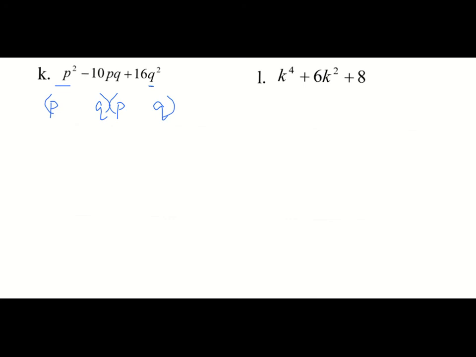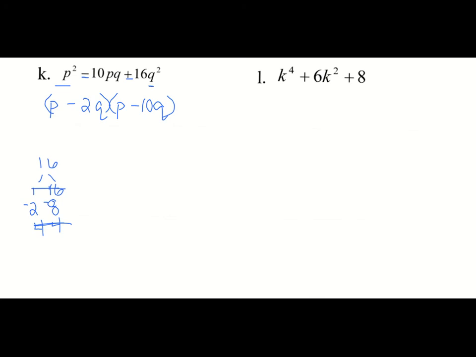So let's see, in order to get 16, we can do 1 and 16, 2 and 8, or 4 and 4. And I need to make a 10. So the only way I can get a 10 is my 2 and my 8. It needs to be a negative 10, so I have to have negative 2 plus negative 8. So negative 2q and negative 8q. And again, remember when we said when you have a minus and a plus in that order, when the minus comes first and then the plus, your two signs will always be negative in your two binomials.